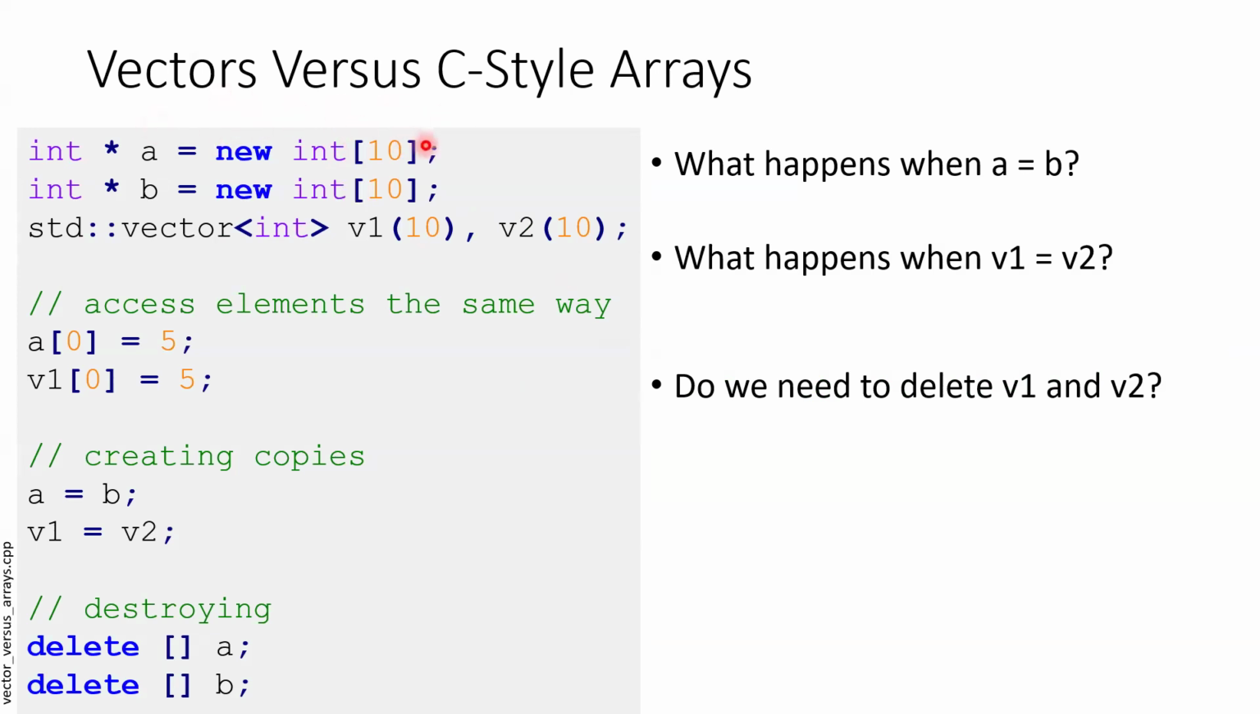Now, vectors versus the C-style arrays. Say we have 2 arrays A and B that are created by new of size 10. And we have 2 vectors of size 10. We can access the elements the same way. And we have to delete the 2 arrays created by new at the end. And let's look at these 2 lines. What happens when the program executes A equal to B?